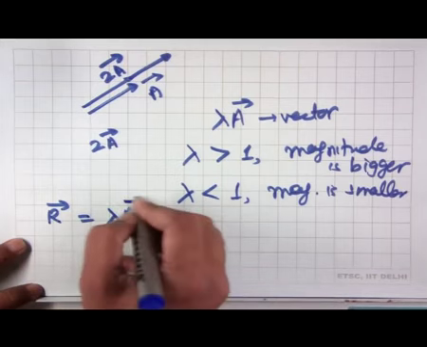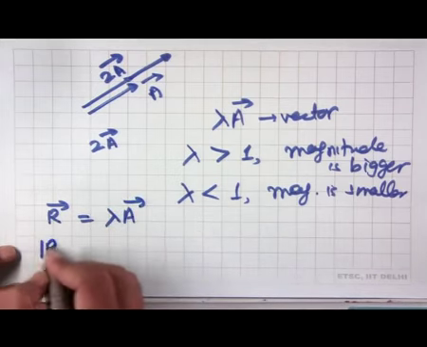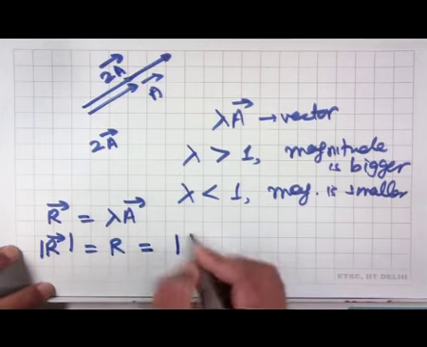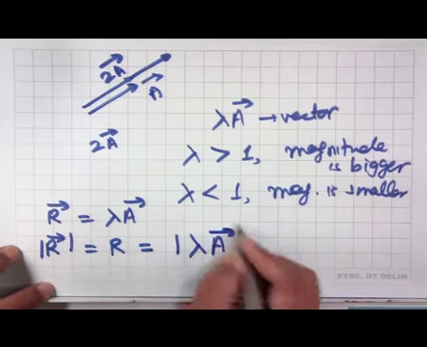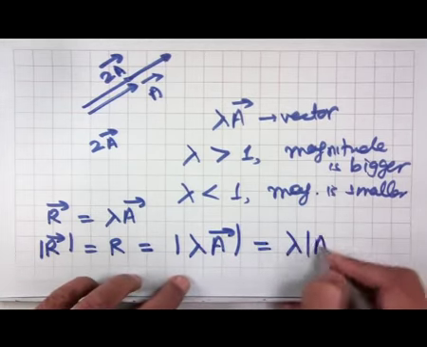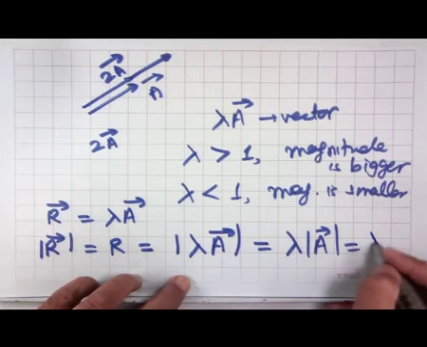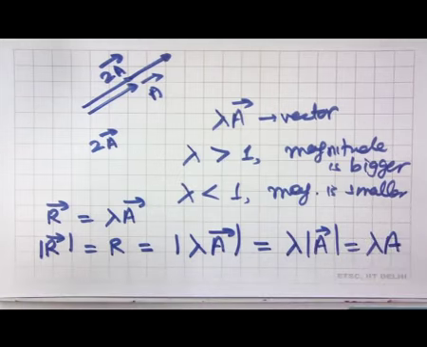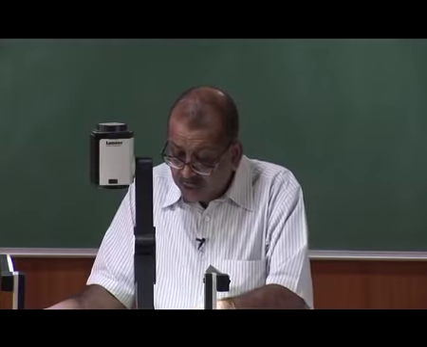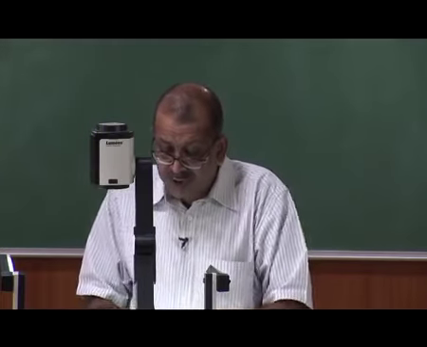Let us write the new vector R as the product, equal to lambda A. If I take the magnitude of R, this will be equal to the magnitude of lambda A, and this we can write as lambda times the magnitude of A. Now, here we have talked of positive lambda.